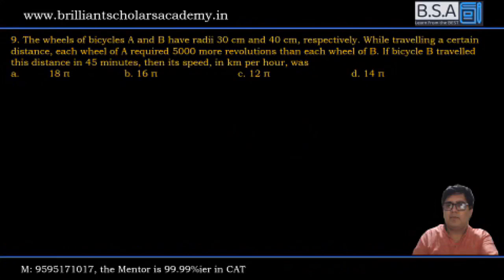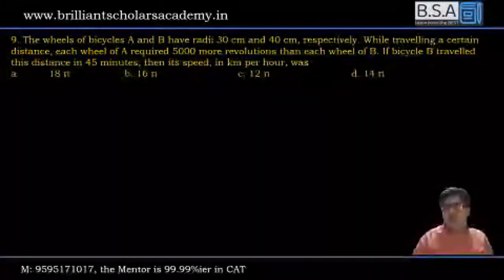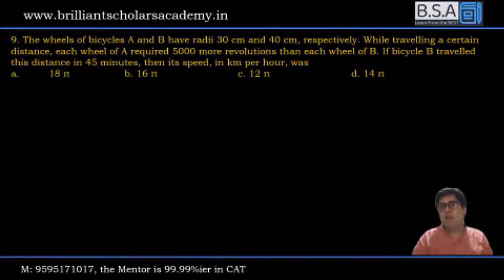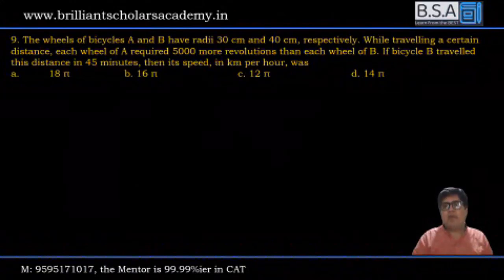The wheels of bicycles A and B have radii 30 centimeters, 40 centimeters, respectively. While traveling a certain distance, each wheel of A required 5,000 more revolutions than each wheel of B. If cycle B traveled this distance in 45 minutes, then its speed in kilometer per hour is.